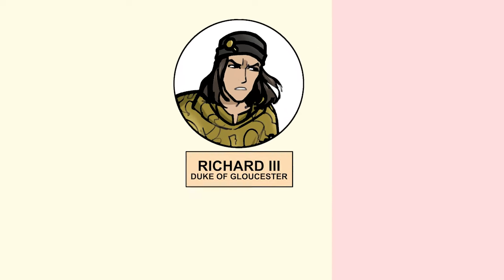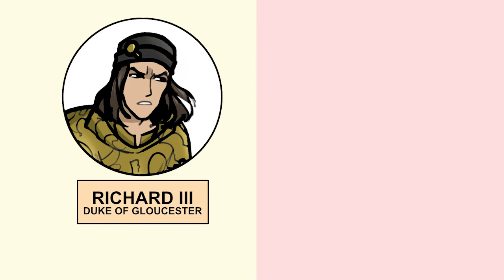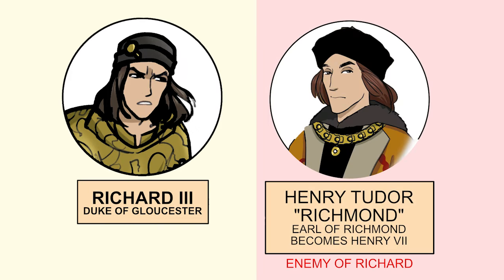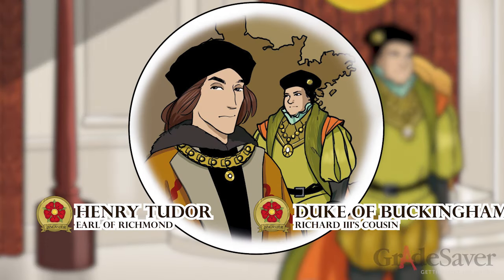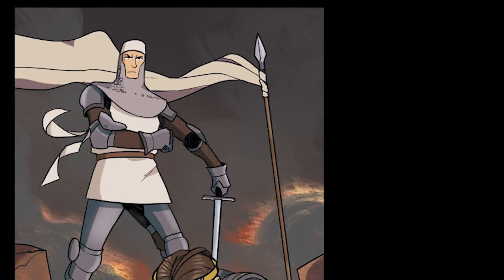Richard's enemies are often extinguished before they have a chance to challenge him. However, one crucial enemy develops over the course of the play. Henry Tudor, the Earl of Richmond, is a member of the rival Lancastrian house. He raises a rebel army and eventually defeats Richard at the end of the play.